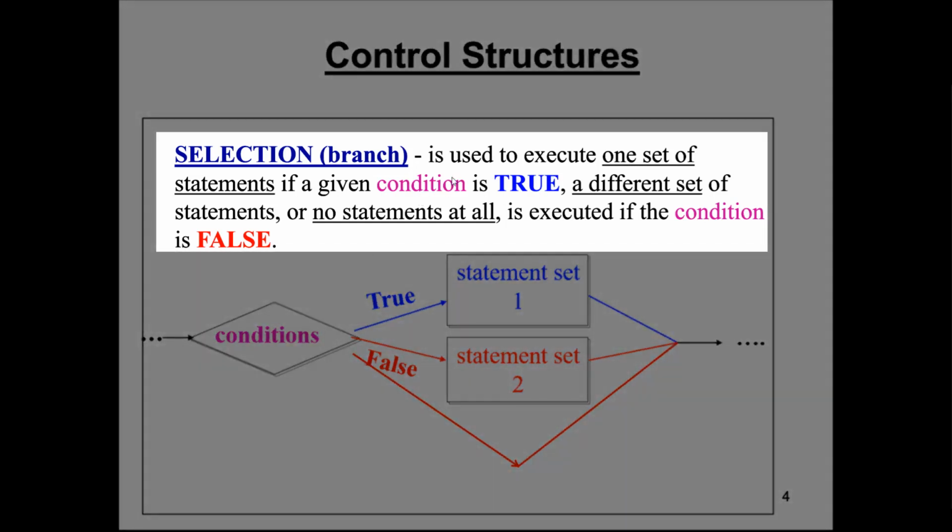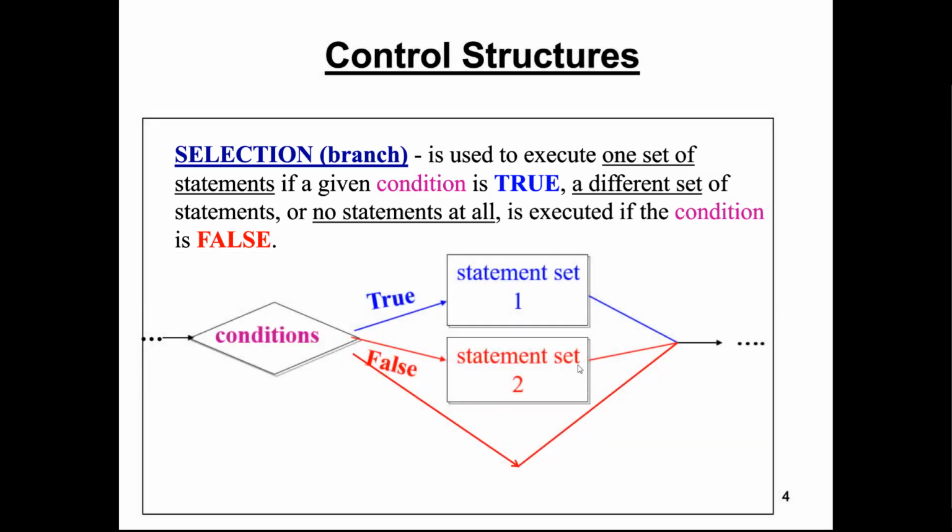So if you look at the definition, selection control structure is used to execute one set of statements if a given condition is true. So if a given condition is true, you execute one set of statements, and then a different set of statements or no statements at all is executed if the condition is false. So if the condition is false, we can execute one set of statements, another set of statements, or we can just skip the whole thing. No statements at all.